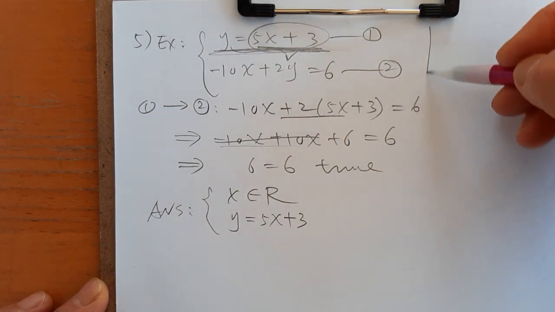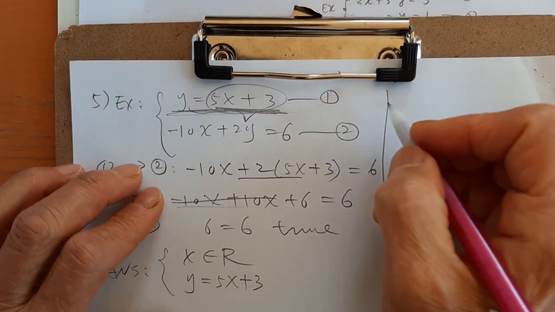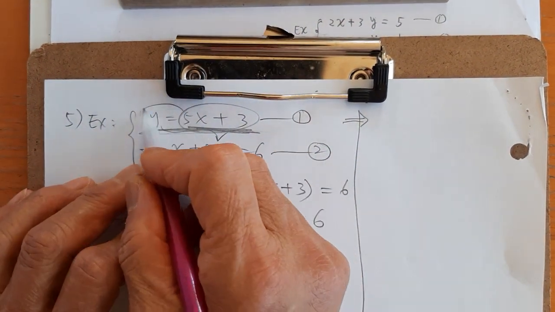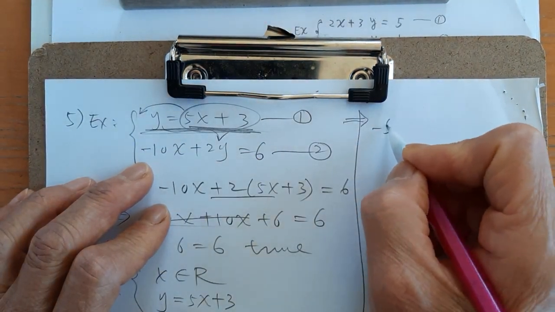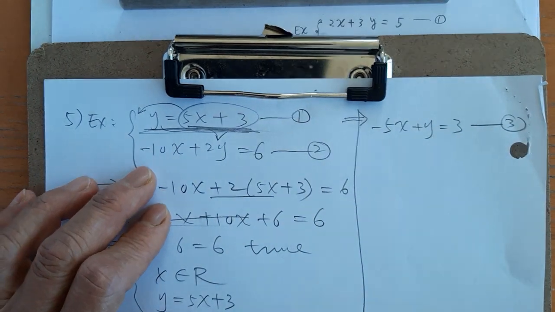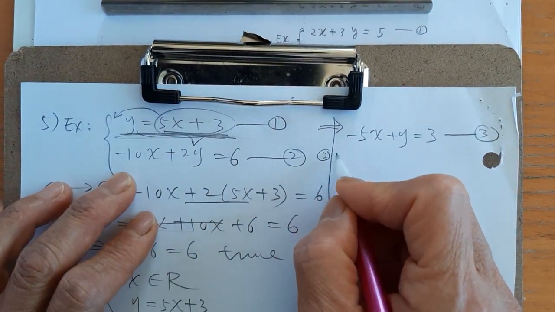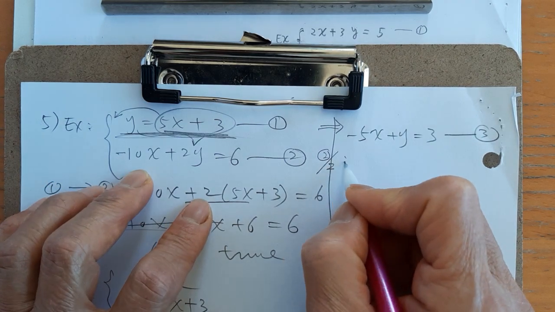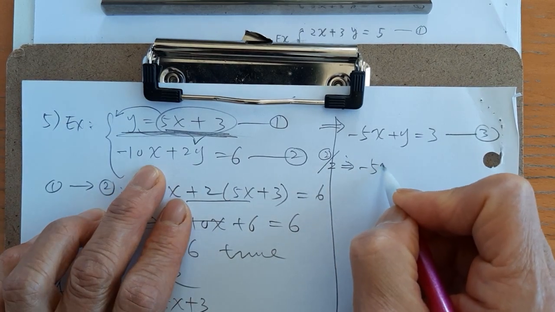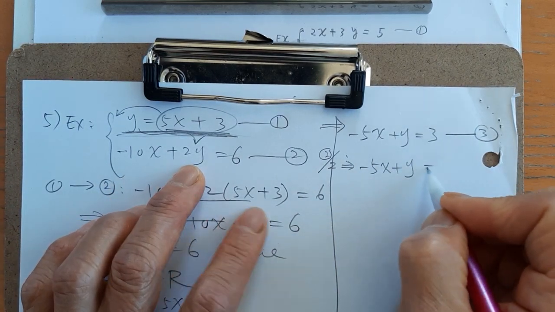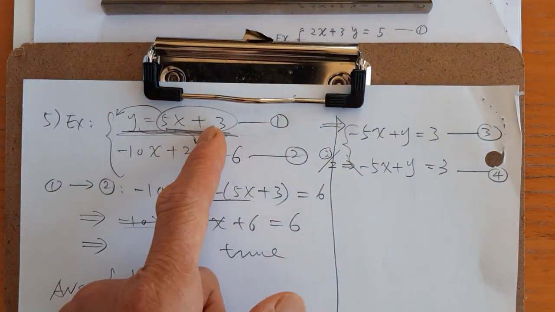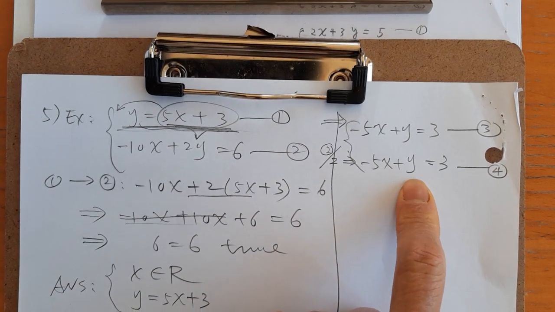And the second way to do it is to put it in what we call the standard form of linear equation. You minus 5x over, change the sign, got negative 5x plus y equals 3, and call it the third equation. And then you divide the second equation by 2. You will get negative 10x divided by 2 is negative 5x. 2y divided by 2 is y. 6 divided by 2 is 3. So after simplifying, the first equation and the second equation are the same equation.